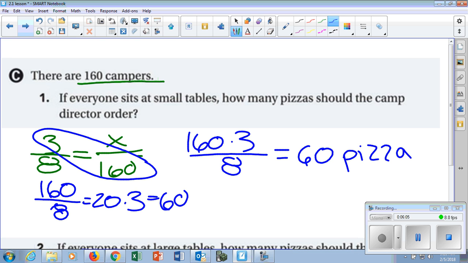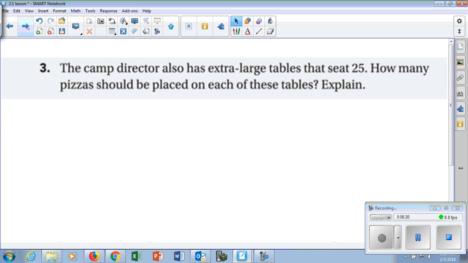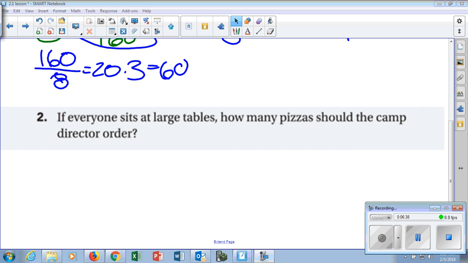And so for 2, if everyone sits at a large table, how many pizzas does the camp director need to order? Well, we have 160 people still. Let me move my page. There's our page. So I'll give you about 2 minutes to work with your shoulder partners. Oh, you guys don't have that page, do you? It says, if everyone sits at a large table, how many pizzas should the camp director order? Talk it over with your shoulder partners and determine how many if we have 160 people.